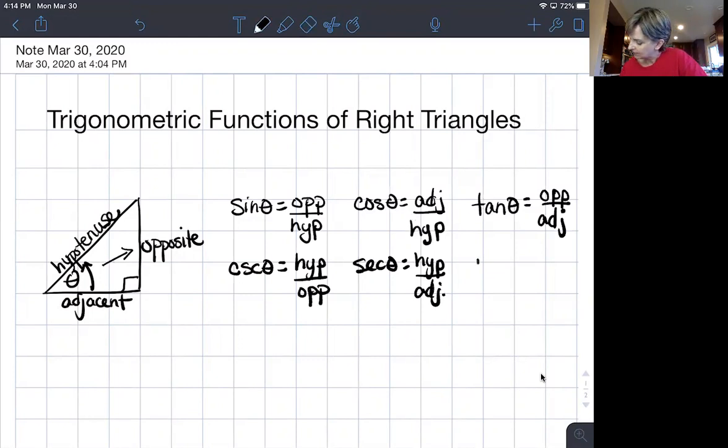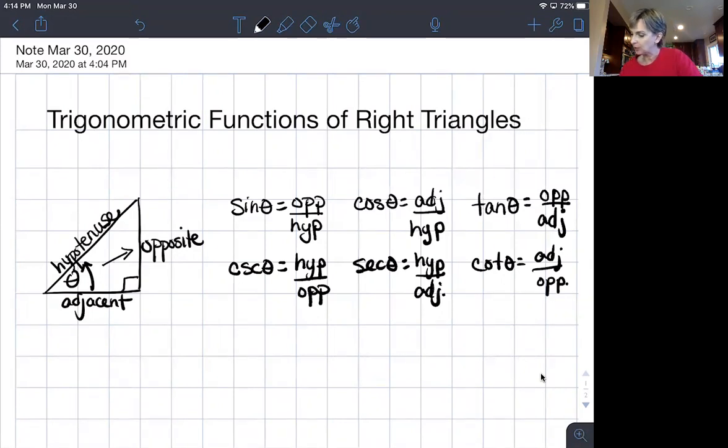Cotangent, which is the reciprocal of tangent. So it's going to be adjacent over opposite. And there we have our 6 trigonometric identities for a right triangle.